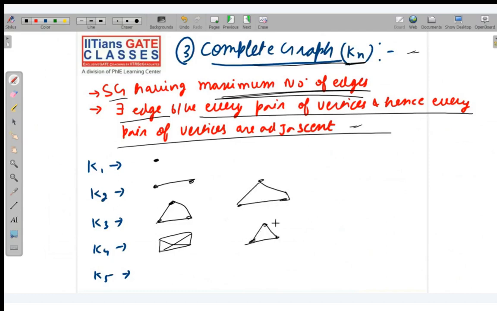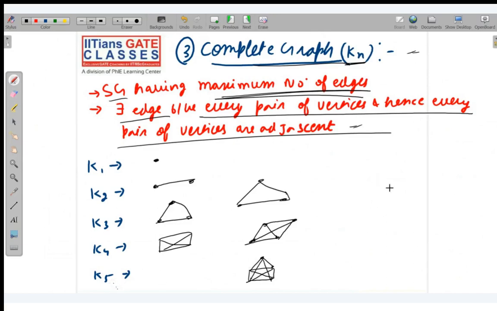You make another vertex and it will be connected with all of them. All of them connected, so you will get this. For K5, you take K4 and add one more vertex connected to all the vertices. This is K5. Like this you can make K6, K7 and so on.